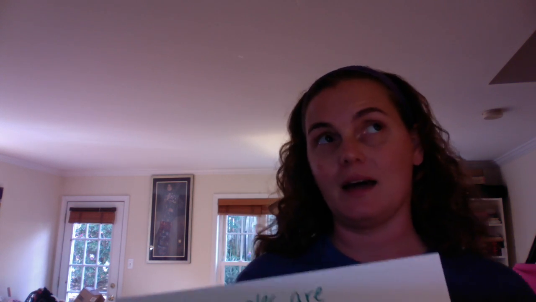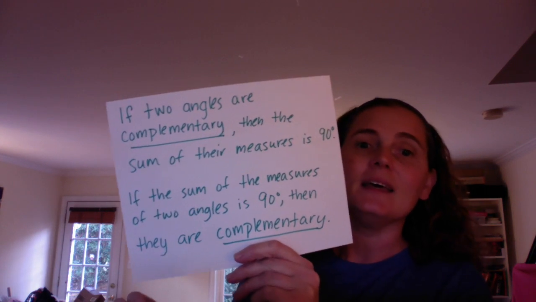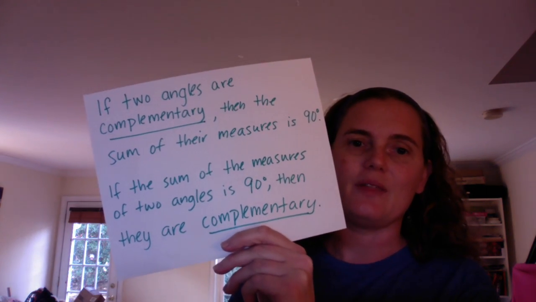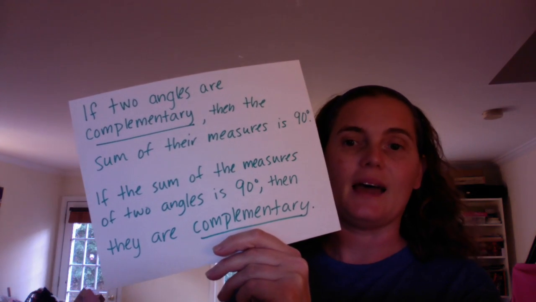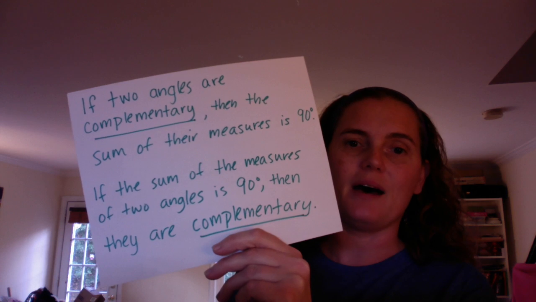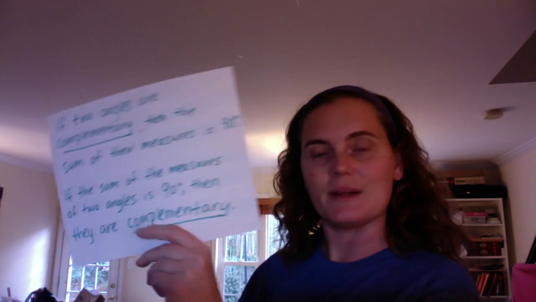And I broke it down into two parts, the conditional statement and the converse, so that you could remember how definitions work. If two angles are complementary, then the sum of their measures is 90 degrees, and its converse: if the sum of the measures of two angles is 90 degrees, then they are complementary. So that's what it means to be complementary.